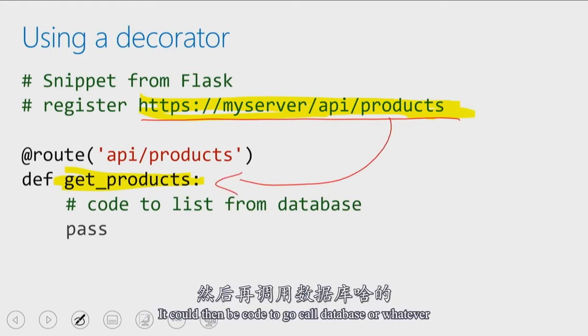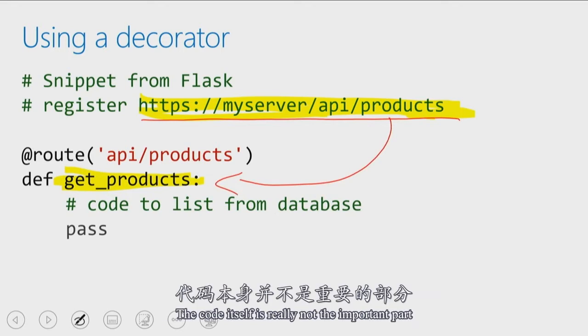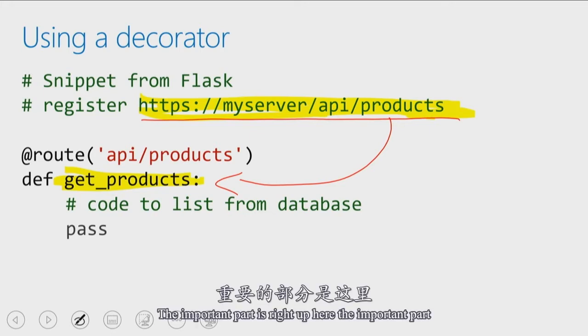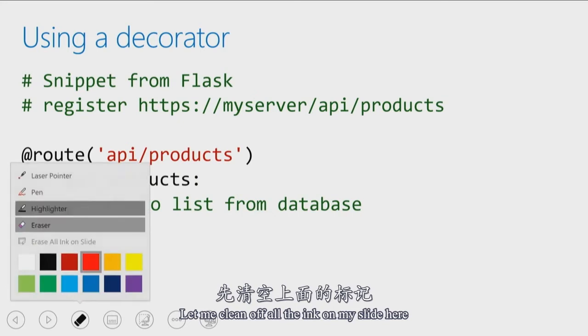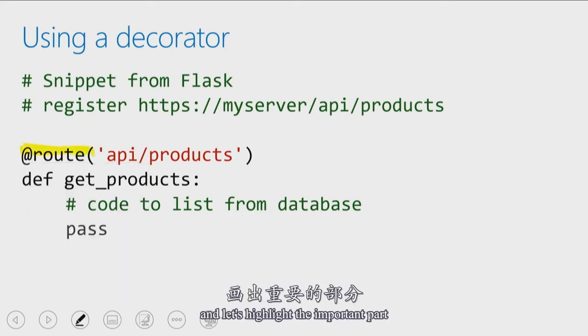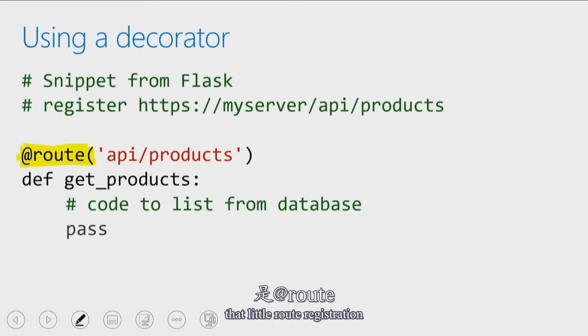And it could then be code to go call a database or whatever. The code itself is really not the important part. The important part is right up here. Let me clean off all the ink on my slide here, and let's highlight the important part. The important part is right here, that little route registration.